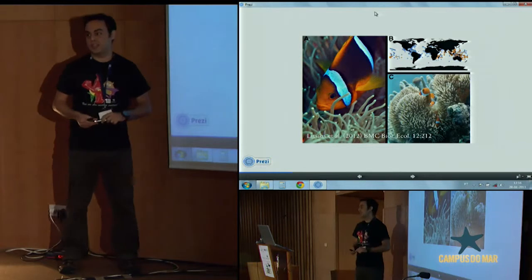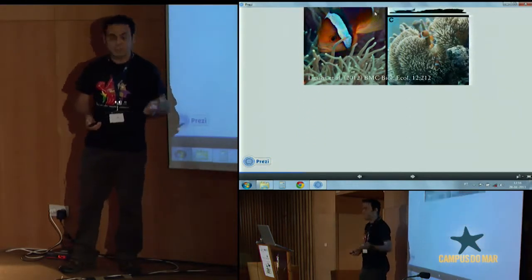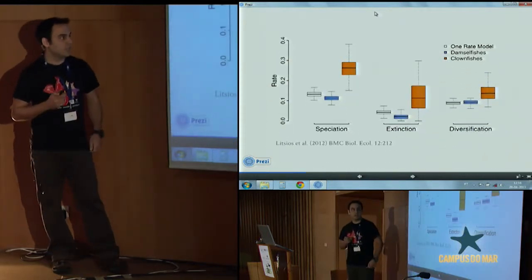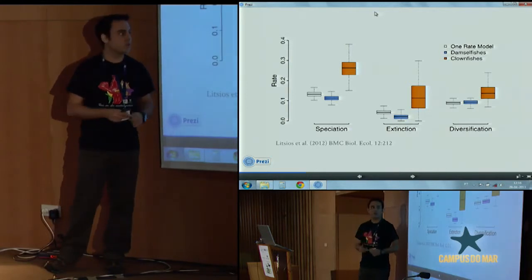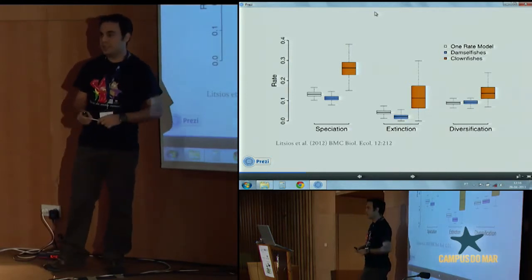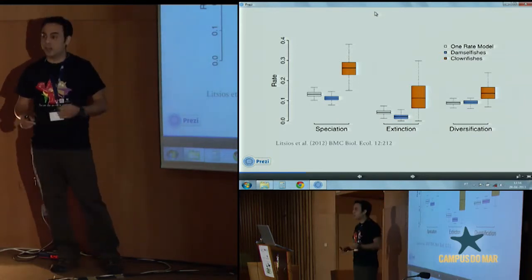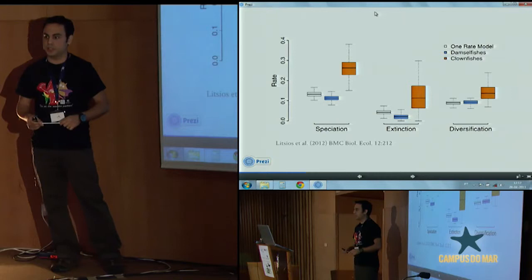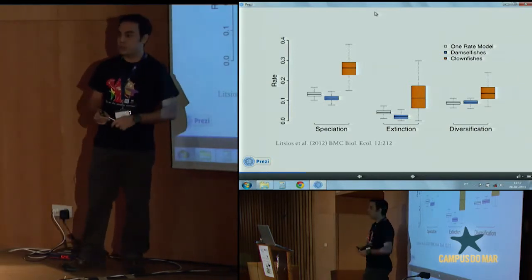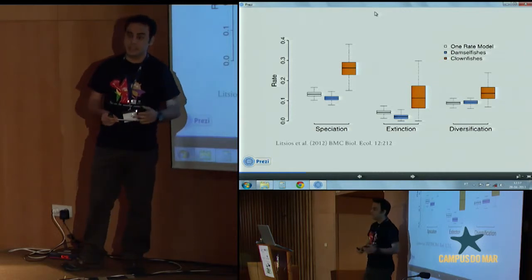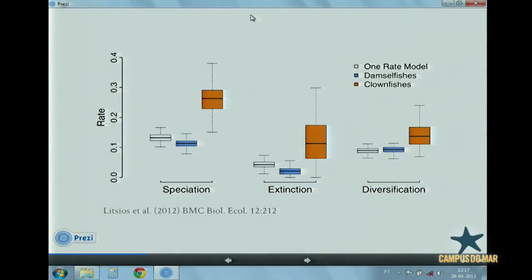Also, clownfishes are an example of the role of mutualism in driving diversification. These authors found that the rate of species diversification and morphological evolution in clownfishes was higher than that of their closest relative, damselfishes, that are not associated with sea anemones, which suggests that this mutualism of clownfishes with sea anemones acted as a key innovation that promoted the diversification of this group.